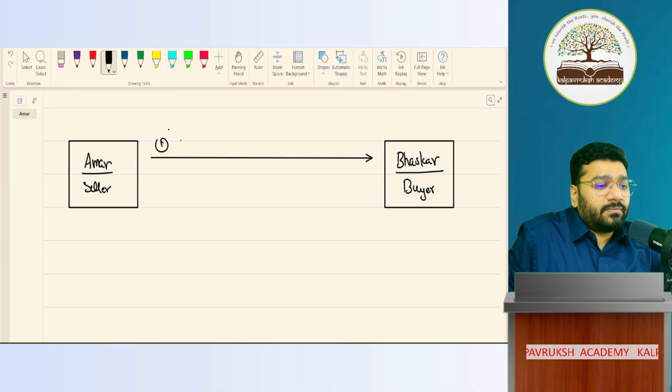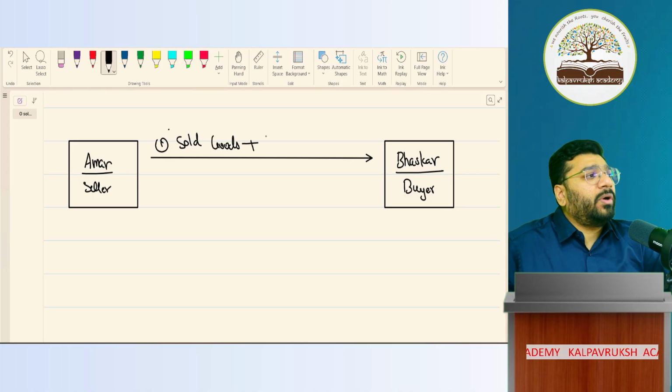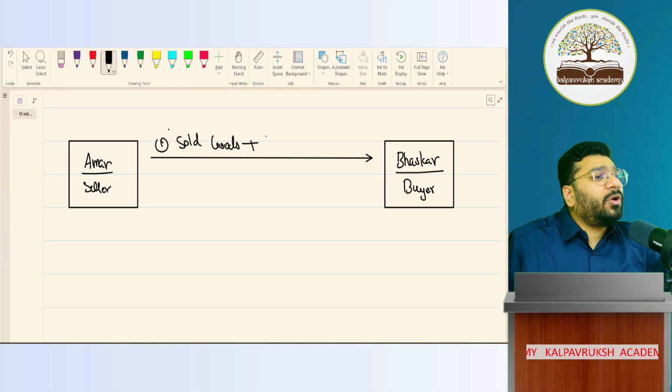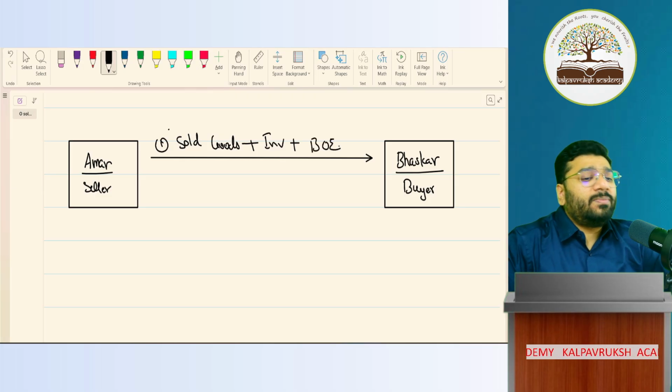First transaction: sold goods. Along with that, delivered a tax invoice. If the invoice is with GST, it is a tax invoice. Without GST, it is just an invoice. So tax invoice or invoice, whatever the case is. Along with this, what did we send else? We sent a bill of exchange. What is a bill of exchange?